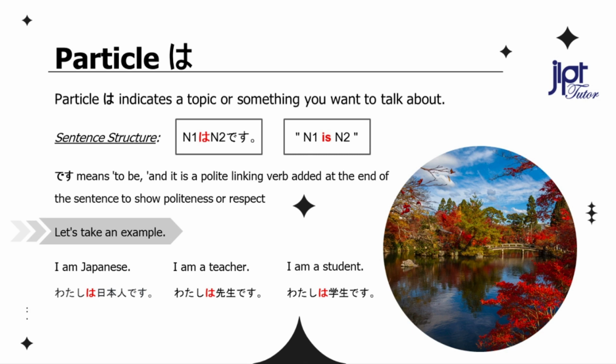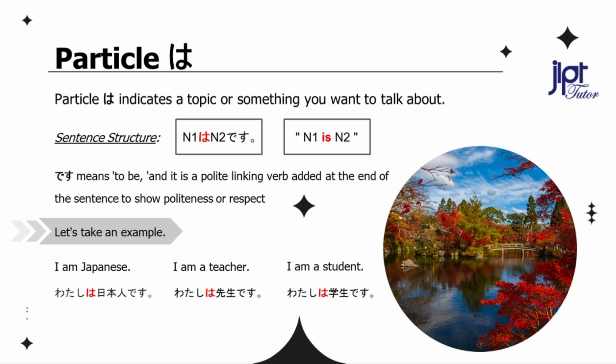Let's take an example. I am Japanese. 私は日本人です。 Wa in the sentence is showing that the topic is me. It's something about me, like I am Japanese is all about me. Watashi means I, and wa indicates the topic.